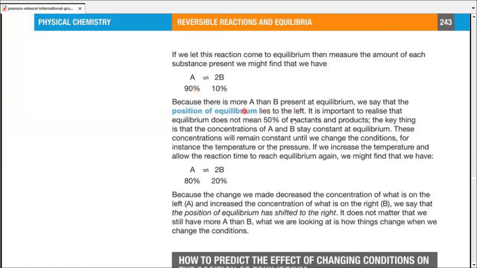Because there is more A than B present at the equilibrium, we can say that the position of equilibrium lies to the left. It is important that equilibrium does not mean 50% of reactants and products, which is the most common assumption students come up with. No, that's not right.